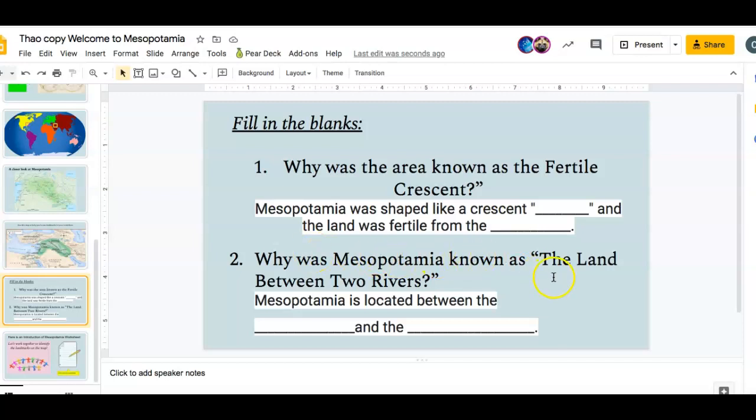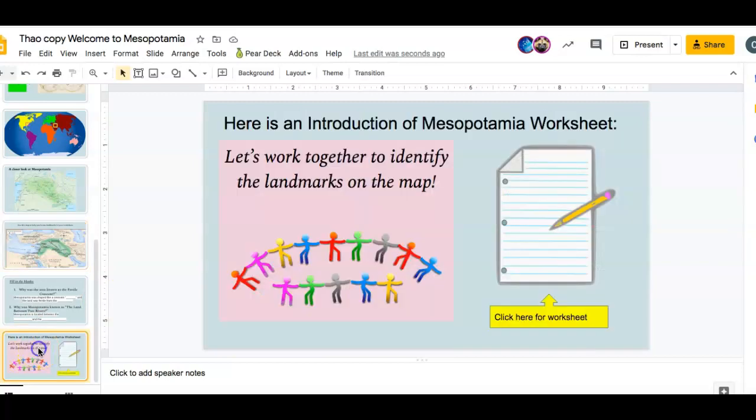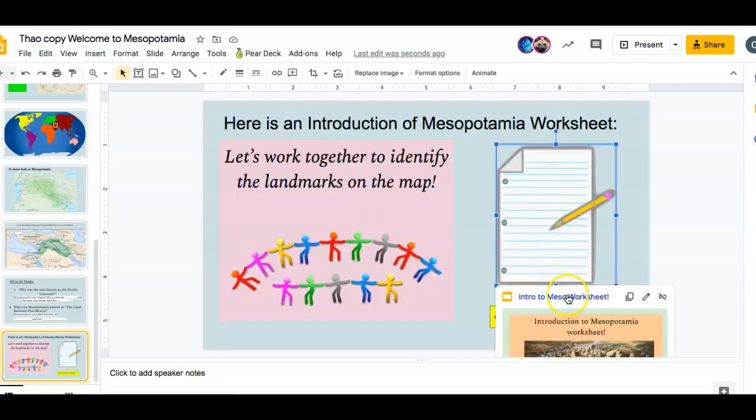Why was Mesopotamia known as the land between two rivers? Because it was between two rivers. Mesopotamia is located between the Tigris and the Euphrates. The Tigris River is on the right, the Euphrates is on the left. And when you click here, here's your worksheet.